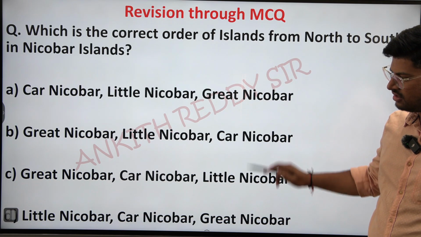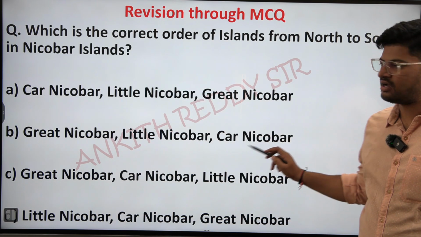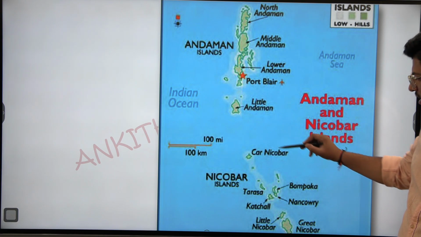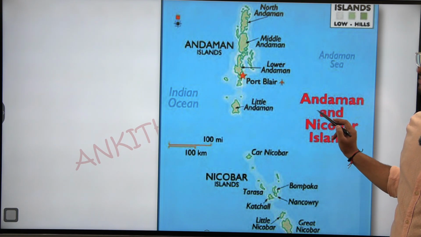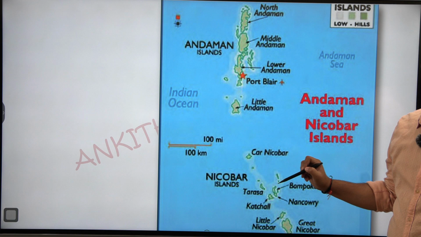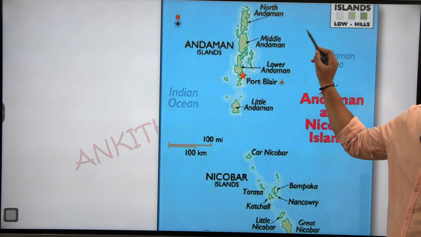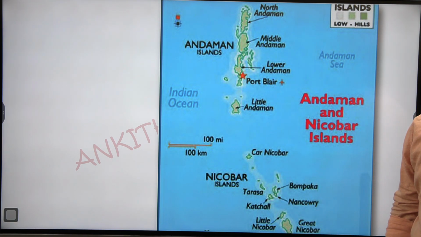So the answer should be A or D. But it starts with Car Nicobar: Car Nicobar, Little Nicobar, Great Nicobar. North Andaman, Middle Andaman, Lower Andaman. So here you have Barren Island. What is near Barren Island? Barren Island is the active volcano in India.